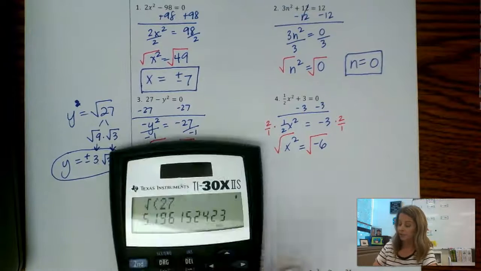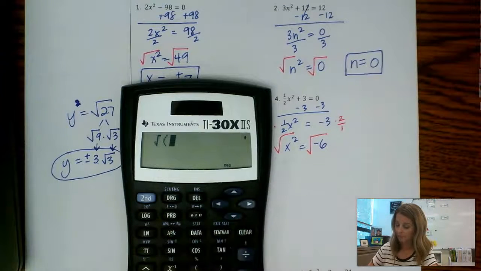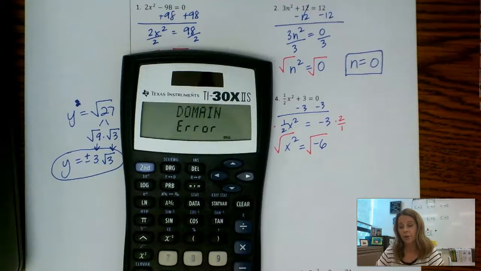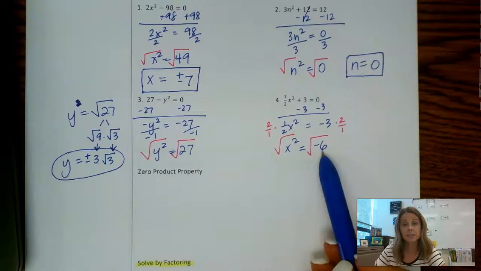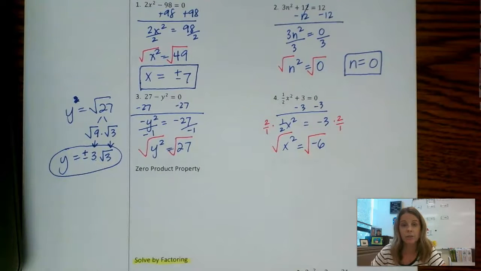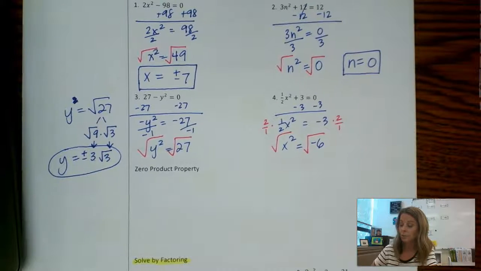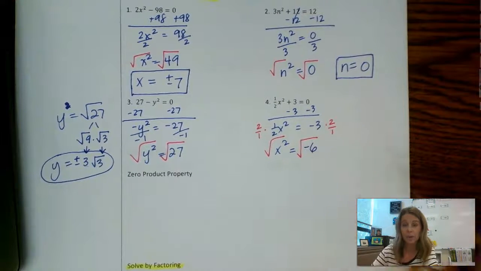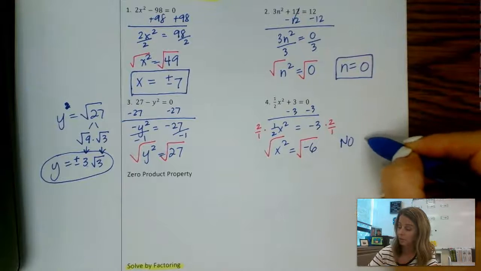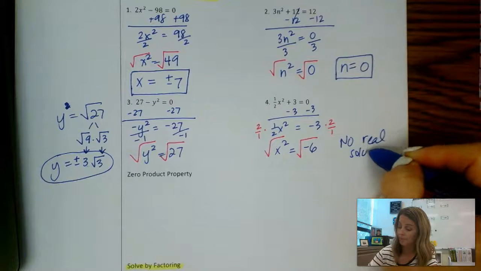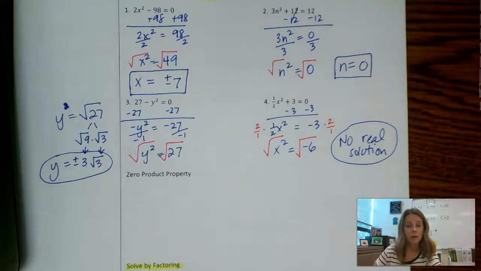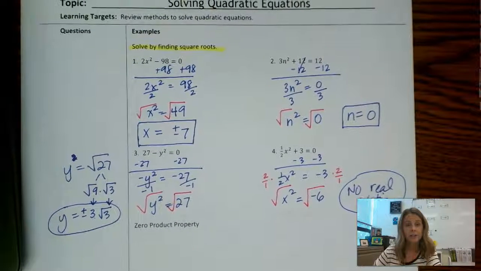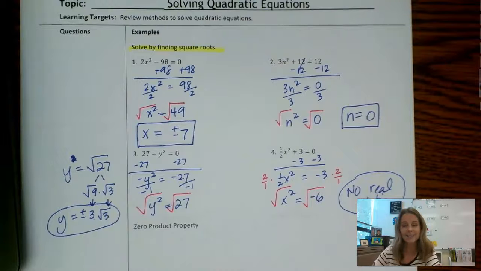Now, square root of -6. Domain error. So, or you might have a calculator that says no real solution. So this is what I was talking about earlier, where there is a solution. We would have to write it as an imaginary number, which you'll learn in Algebra 2. So what we're going to say right now is that there is no real solution. No real solution. Okay. All right, that is that is solving by square roots.